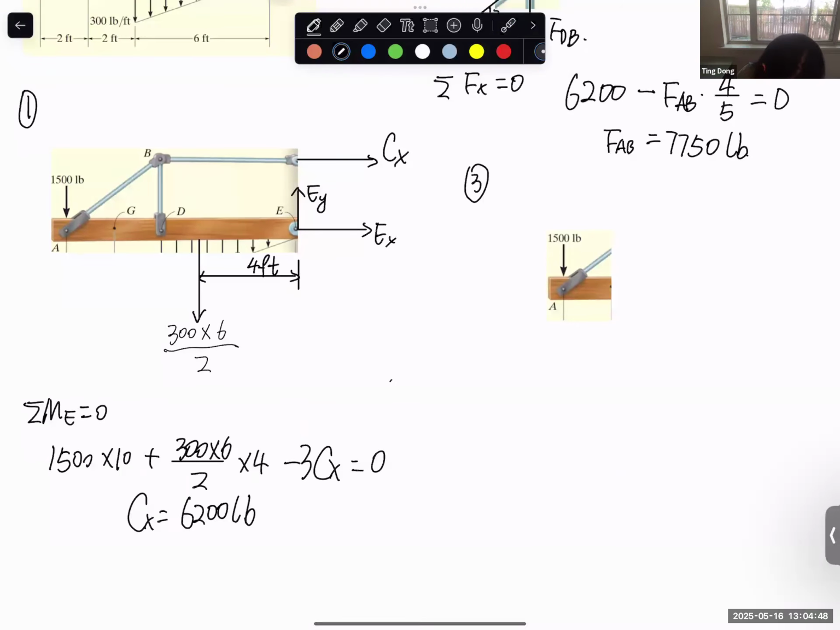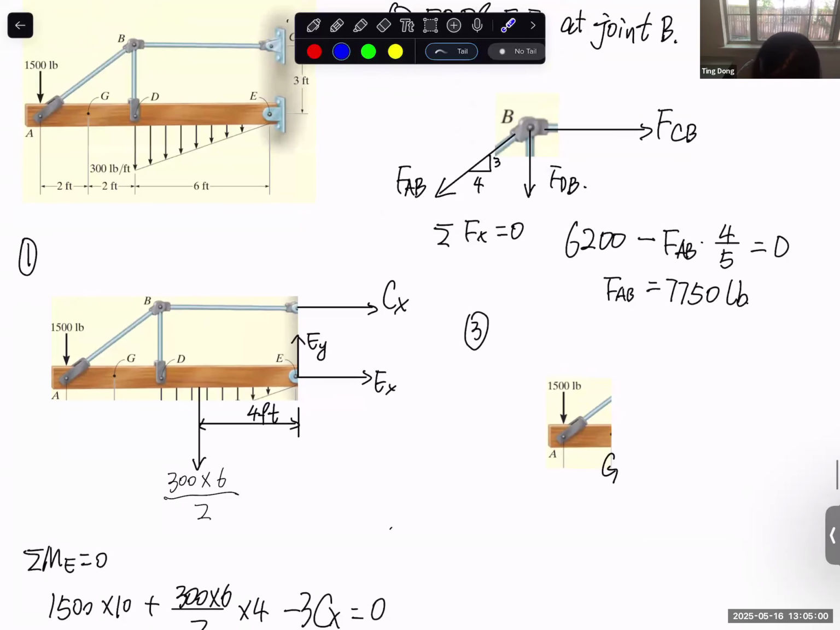Now we have this cut section AG. And of course, we have the external force 1500. Since now we check this B joint, since the AB bar is pulling the B joint in this direction, you should expect that for the AG section, the force should be in this direction. And the magnitude you already calculated is 7750.